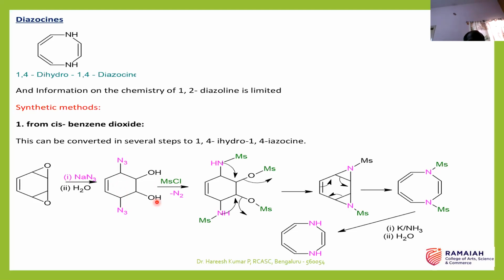So the diazide compound, this is an azide. Azo means N2. When the diazide compound is treated with methane sulfonyl chloride, what will happen? You know that N2 will go out. One N2 from here, another N2 from here, and this one gets converted into NHMS. Ms is nothing but a methane sulfonyl group. The CH3SO2 group is called the methane sulfonyl group.